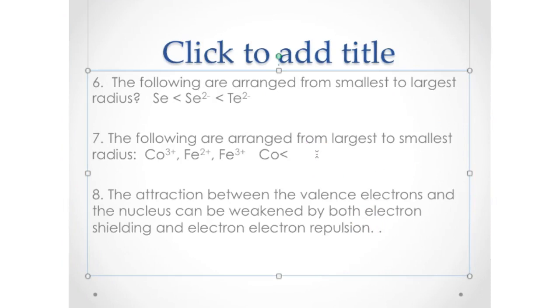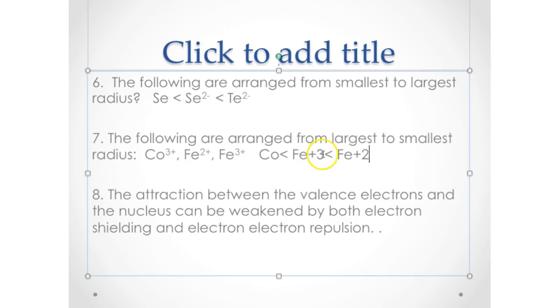And then from there, we look at the charge, and we know that this guy with a positive 3 is going to lose even more electrons. So it's going to be the smallest of the 3. So the Fe is 2, and then it's 3 plus, 2 plus. So this is the trend.